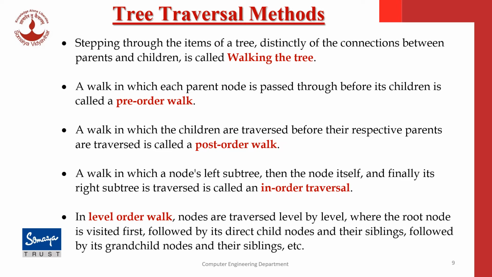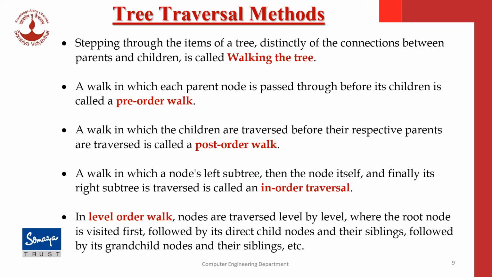Now there are 3 ways in which this traversing happens: pre-order, post-order and in-order. Pre-order traversal is one in which each parent node is passed through before its children. Post-order is the walk in which children are traversed before their parents. And in-order is the walk in which a tree is traversed in a sequence, beginning with the left subtree, then the parent node itself, and then the right subtree.